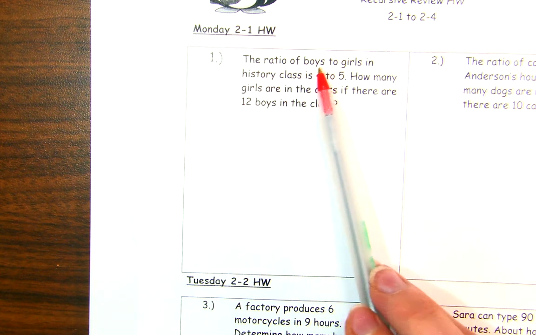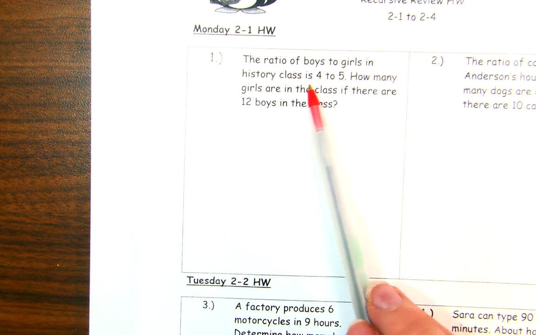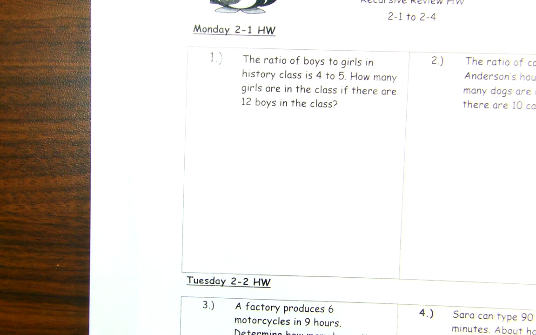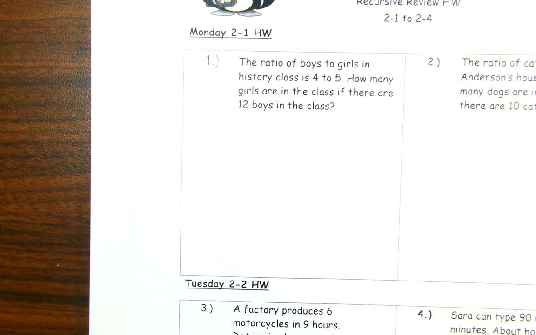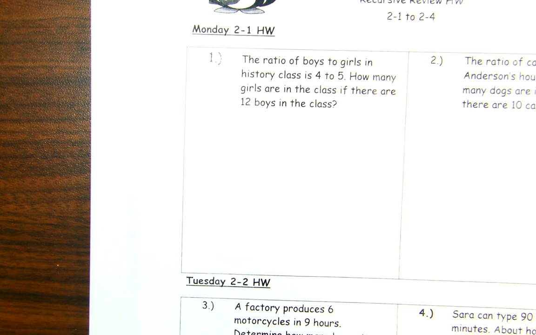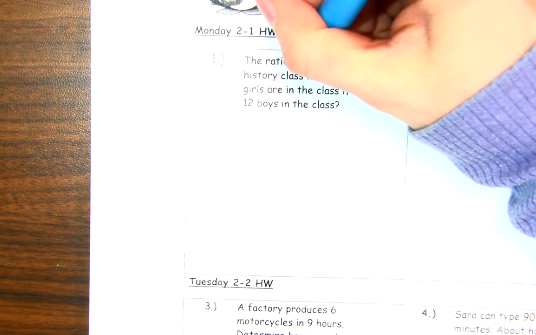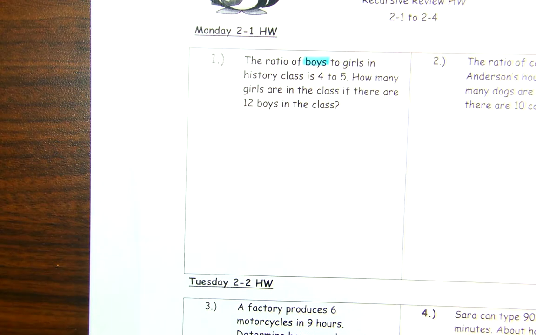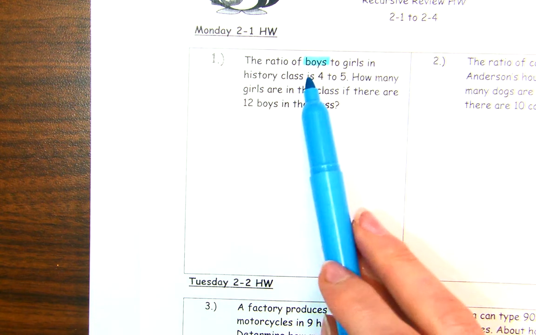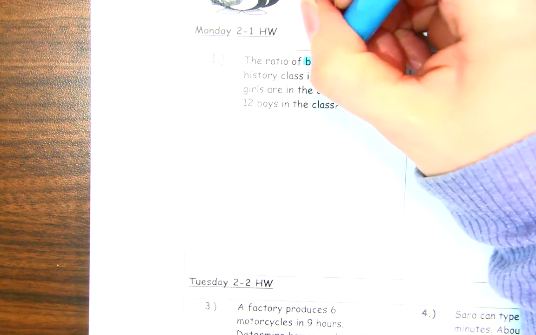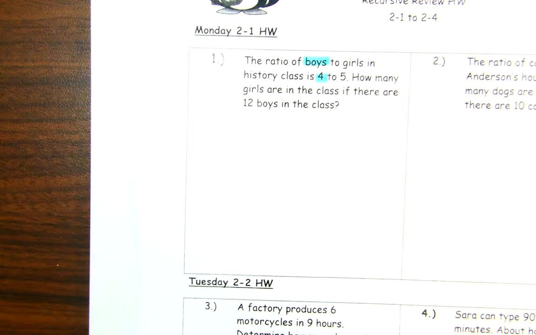It says the ratio of boys to girls in a history class is 4 to 5. How many girls are in the class if there are 12 boys in the class? So I'm going to pull out a highlighter, and I'm going to highlight boys in blue. Boys is said first, so I know that boys has to go with the number 4 since 4 is said first. So I know that boys is represented by the number 4 in this problem.